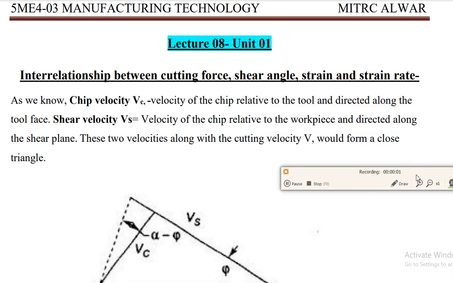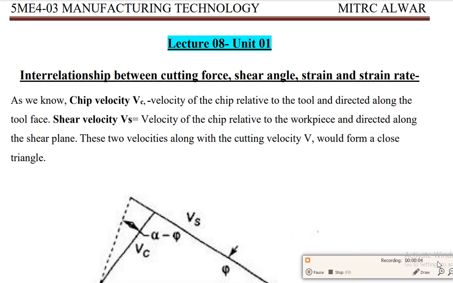Hello friends, in this lecture we will discuss the continuation of the single point cutting tool that was studied in the previous lecture. As we know from the content of the previous lecture, the chip thickness ratio r could be determined by measuring the average thickness of the chip that is produced under various conditions of feed and speeds. From there, it was possible to evaluate the shear angle using the various equations.